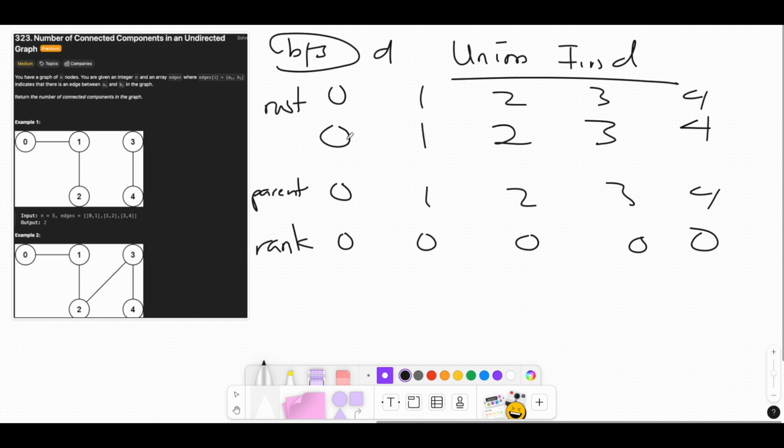Now say 1 and 2 are connected. When the ranks are the same, you pick one as the new root. Say the root is 1 for 0 and 1. Then 1 and 2 are connected, so the rank of the new root goes up by 1, and the count goes down by 1 because we now have one less separate group, right?